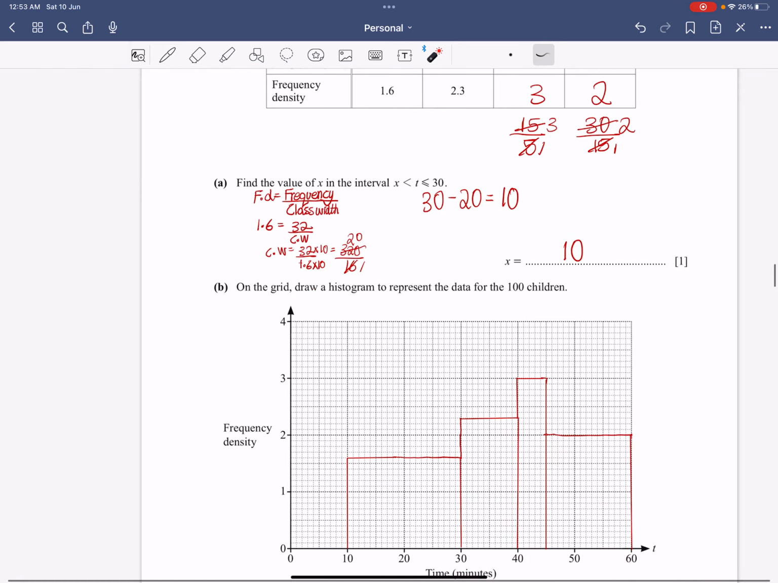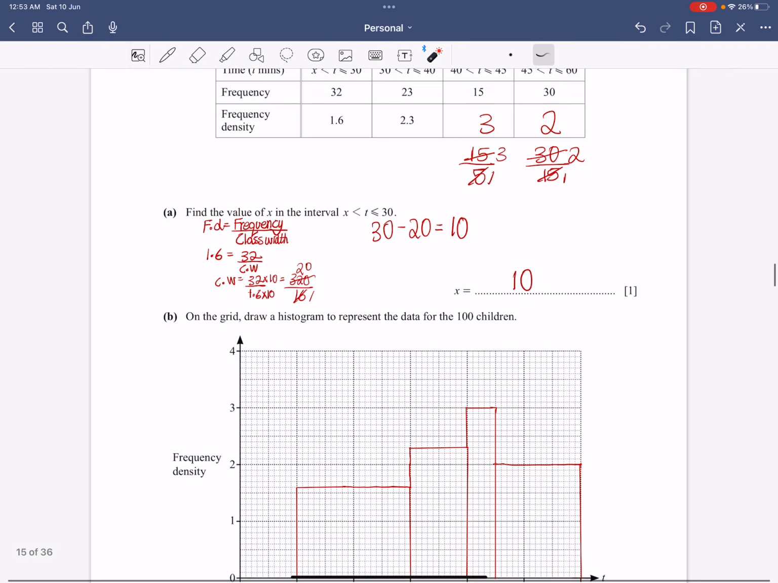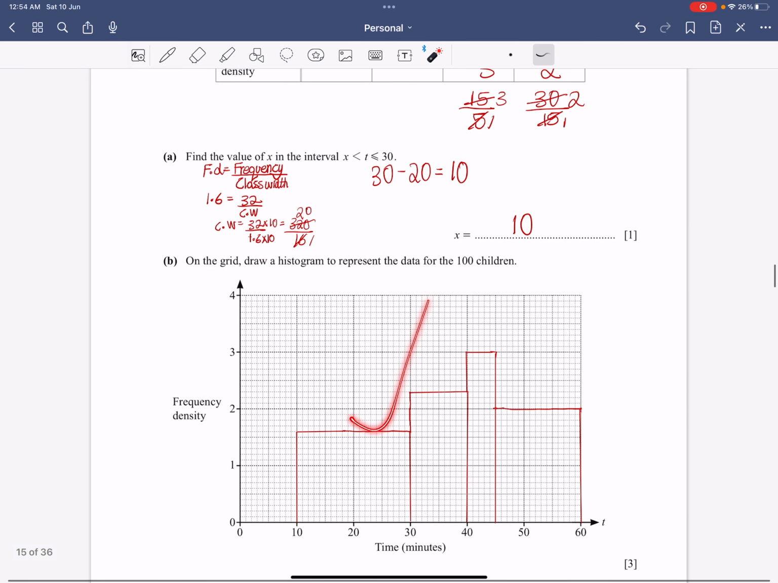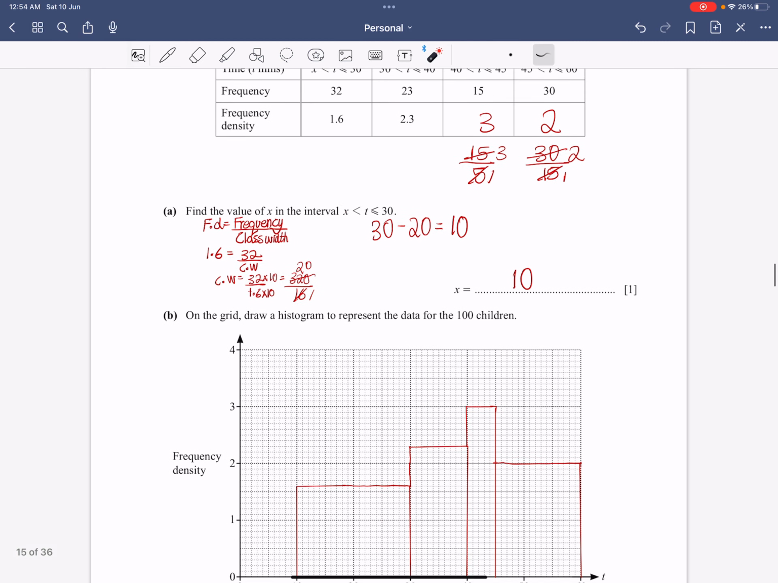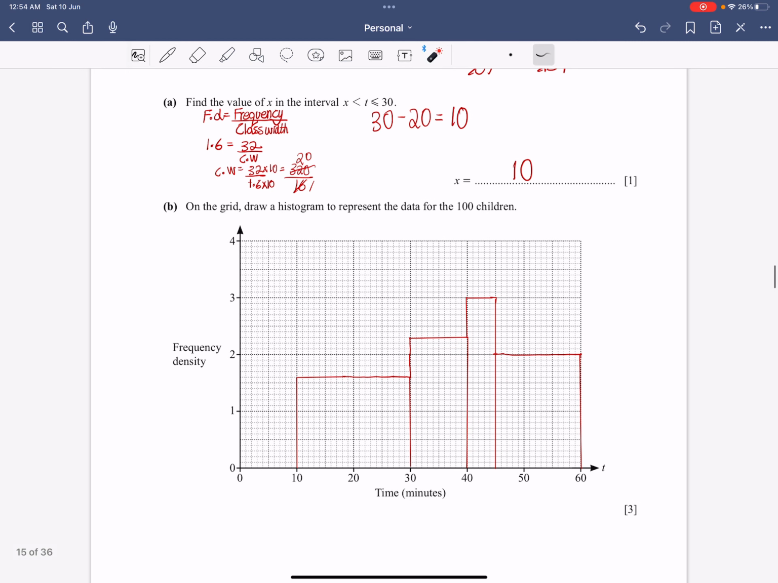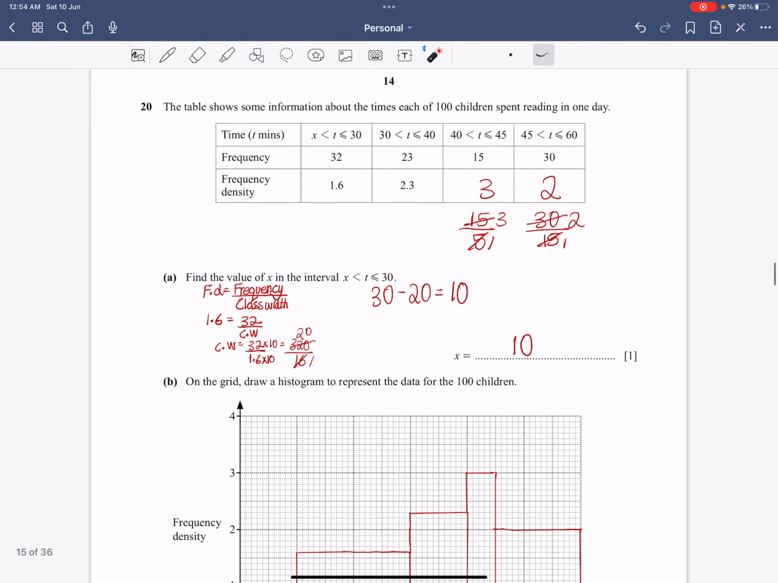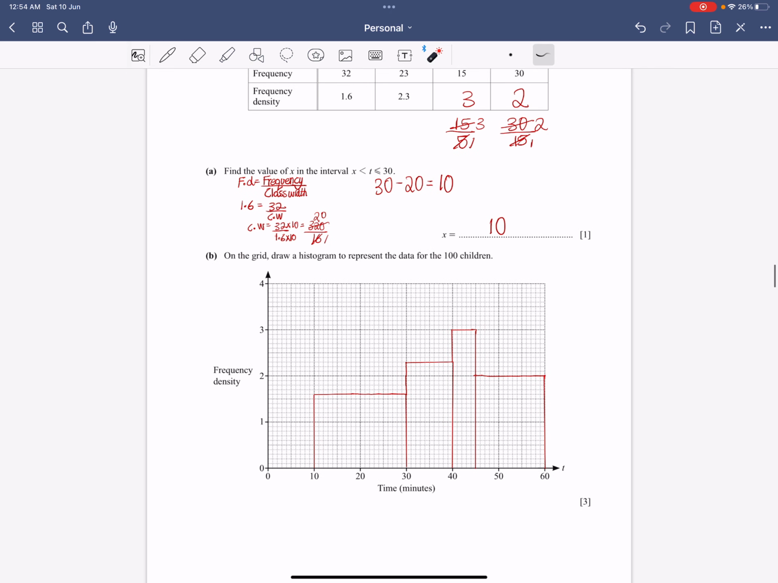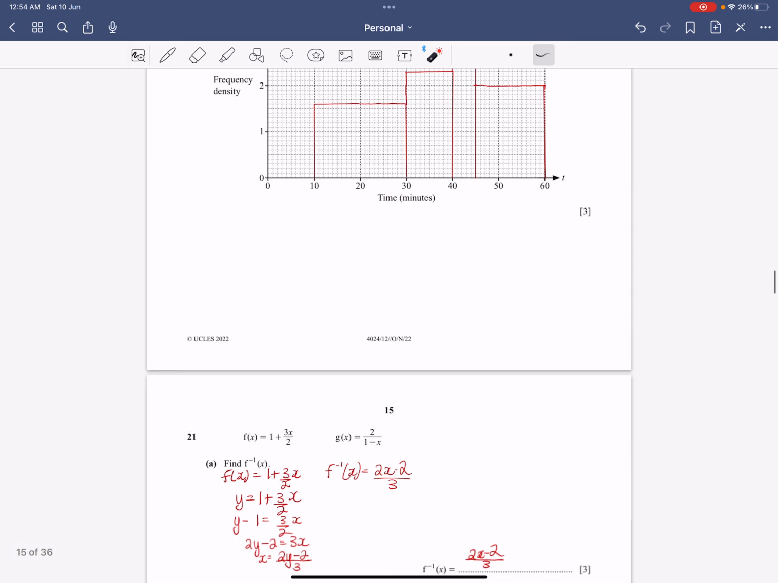So what you will be doing is making the histogram. Remember, in a histogram there are no spaces, right? What you'll be doing is just constructing the histogram, and this will be fairly easy. What I did was 10 till 30. Remember, you will be plotting the frequency densities. So from 10 till 30, then 30 till 40, then 40 to 45, and then 45 to 60. You will make the histogram.